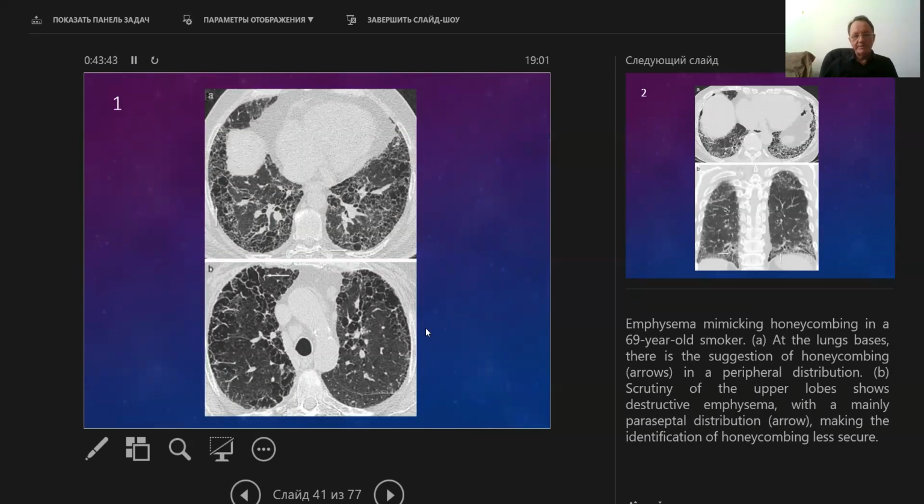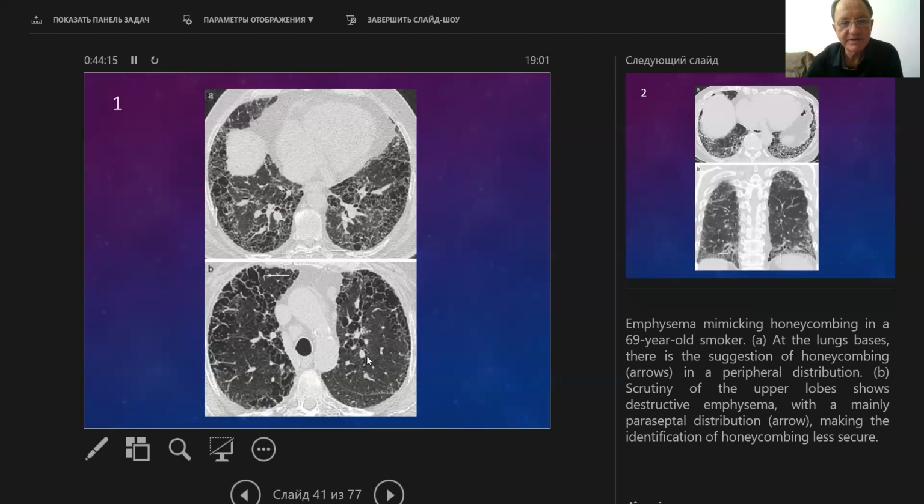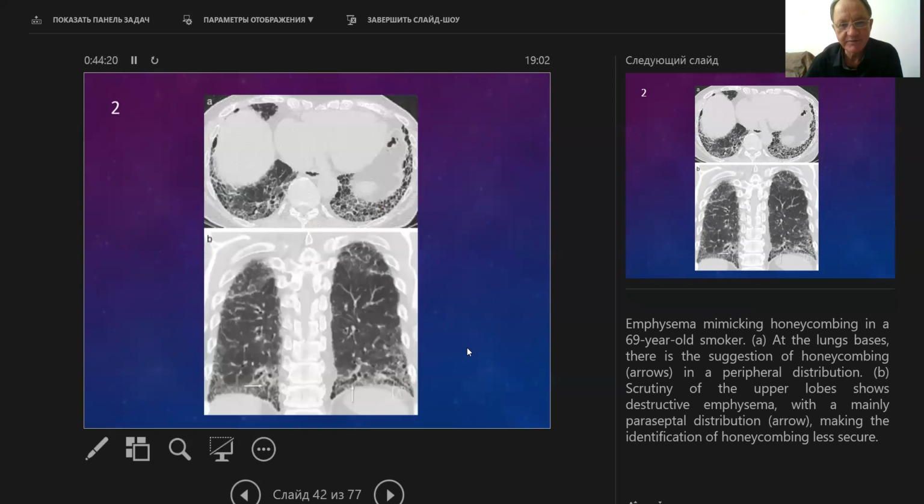But I would like to show this slide, and please look at this slide and make a conclusion. Is it IPF or not? Because you can see reticular abnormalities, cysts, honeycombing. But it's no, because it's not a diffuse process. It's emphysema in a patient with COPD, chronic obstructive pulmonary disease.